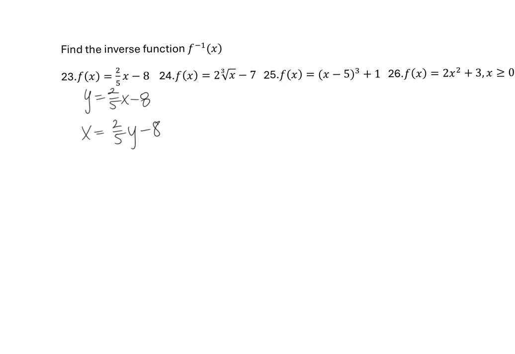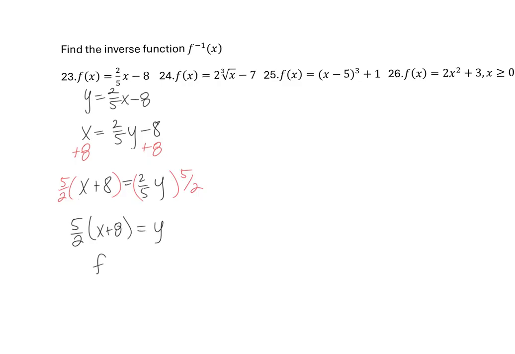And I'm going to undo this equation just like if I was solving it. I'm solving it for y, so I'm going to undo the minus 8, and I'm going to add 8. And I get x plus 8 equals 2/5 y. And to get rid of a fraction, we multiply by the reciprocal, so I'm going to multiply by 5 over 2. And I get 5 over 2 times x plus 8 equals y. So f inverse of x is equal to 5 over 2 times x plus 8 in parentheses. If you want to distribute 5 over 2x, 5 times 8 is 40, divided by 2 is 20. So 5 halves x plus 20.